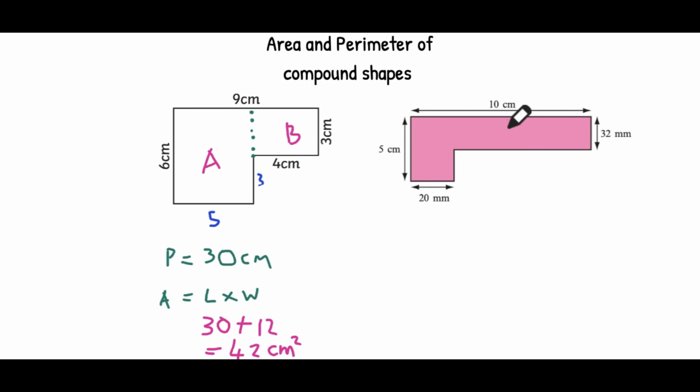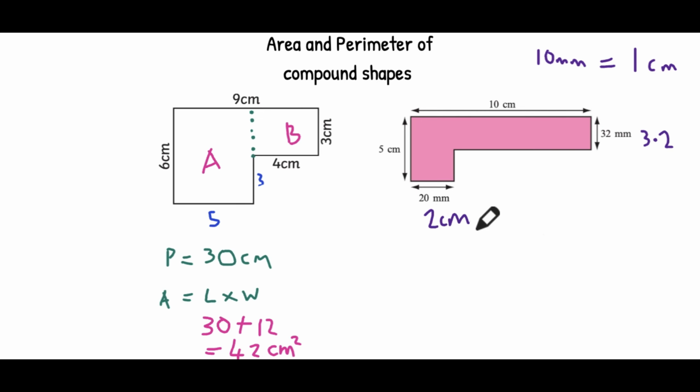However, it's a bit difficult when you deal with things with various SI units. So the easiest way is to convert them into the same. We all know that 10 millimeters is exactly the same as 1 centimeter. So that means that 32 millimeters will be 3.2 centimeters, and 20 millimeters will be 2 centimeters.